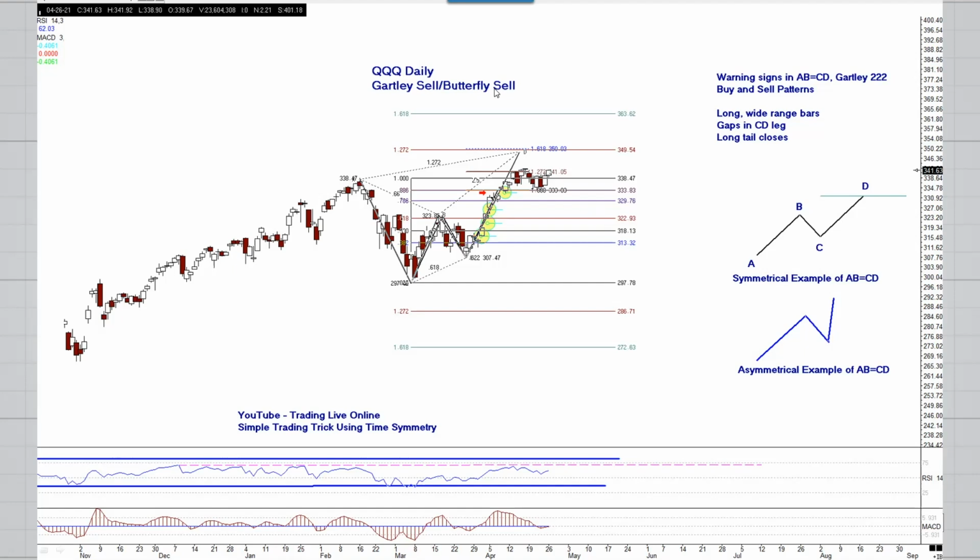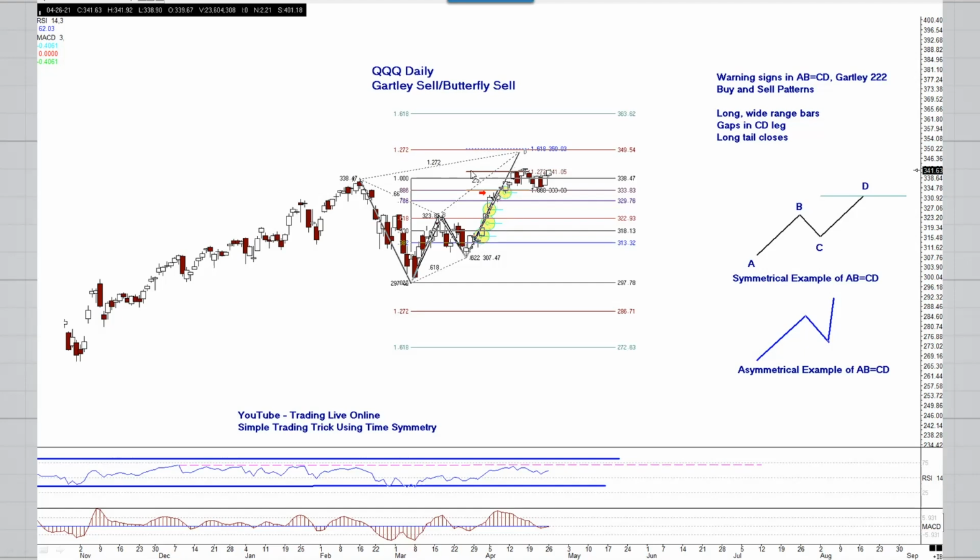So on this example that I showed from April 6, I marked in yellow circles the gaps that were forming in that CD leg. This red arrow, that's where we were back on April 6. And so I had noted at the time that the pattern itself had warning signs, meaning this is a sell pattern, but the warning signs were showing us that there was potentially more upside to come because of these strong closing bars, the up gaps in that leg.